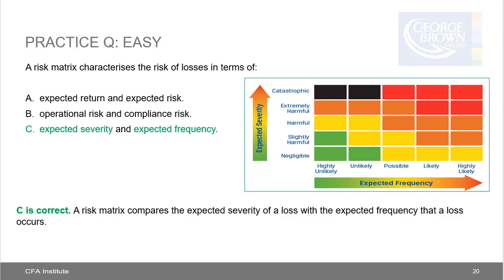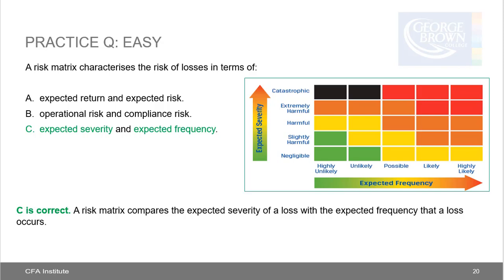C is correct. A risk matrix compares the expected severity of a loss with the expected frequency that a loss occurs. So again, we're just remembering that there's a matrix, but we want to remember that running on what we call the y-axis side is the expected severity, and along the x is the expected frequency. Expected frequency going from highly unlikely, unlikely, possible, likely to highly likely, and the expected severity going from negligible, slightly harmful, harmful, extremely harmful, catastrophic.